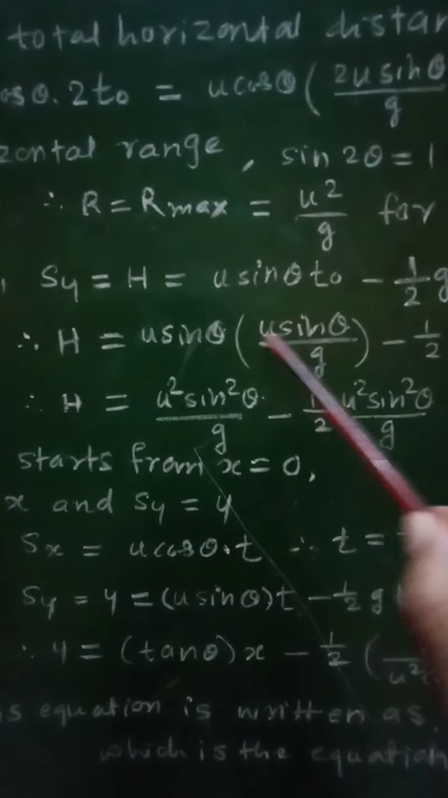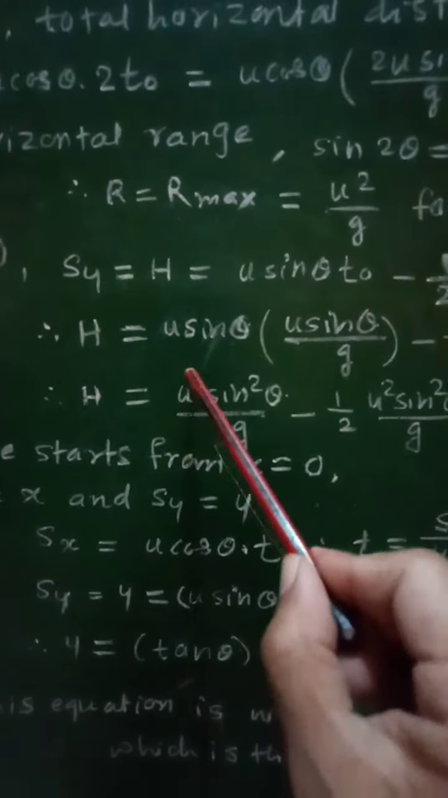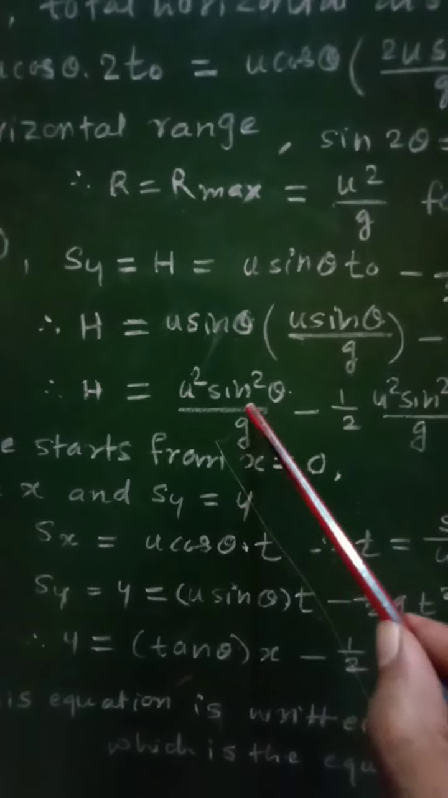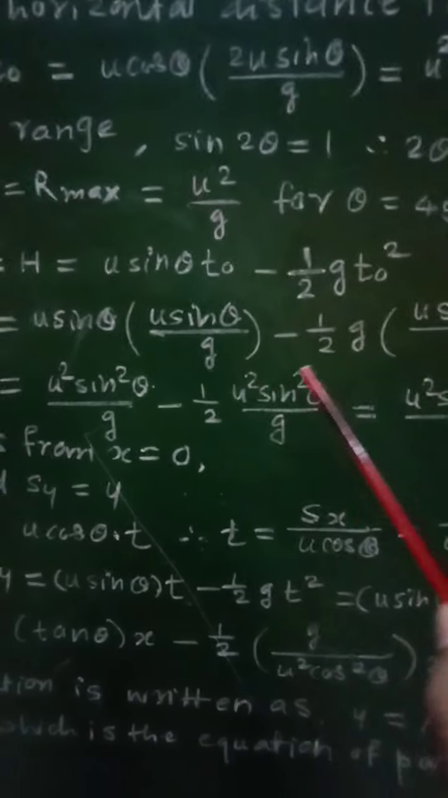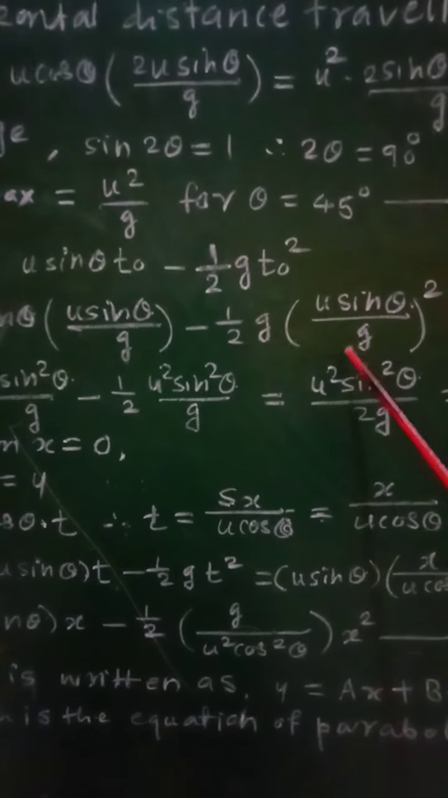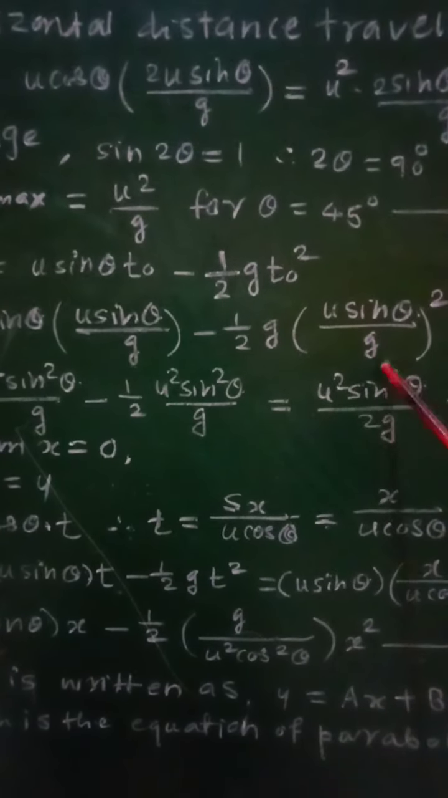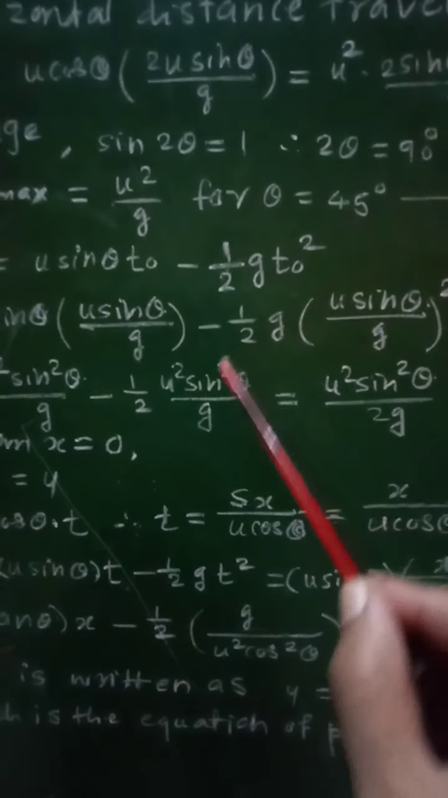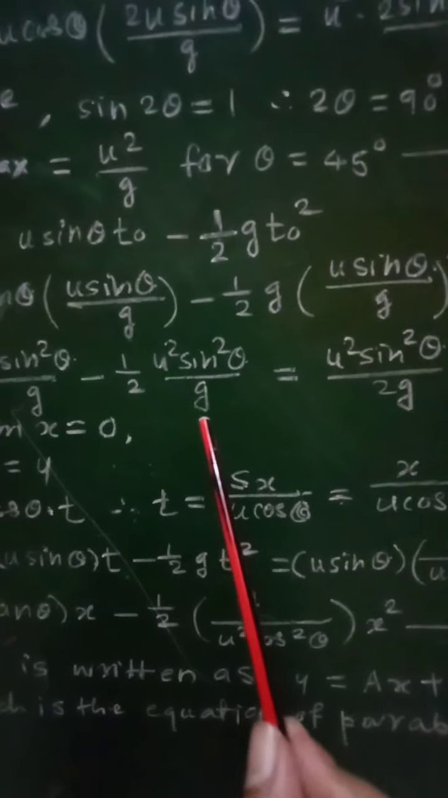Putting the value of t0, we will get h is equal to u square sin theta into sin theta, sin square theta upon g, and therefore this first term will become u square sin square theta upon g, minus half, again square of this, that is u square sin square theta upon g square. From g square, one g will get cancelled with this g, and again we will get half u square sin square theta upon g.